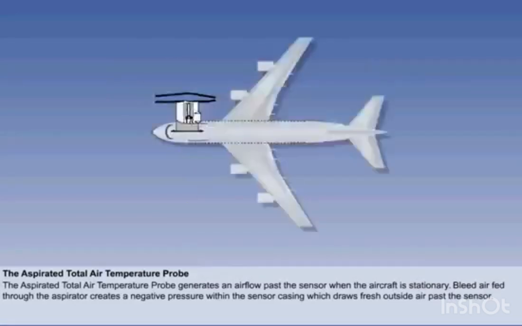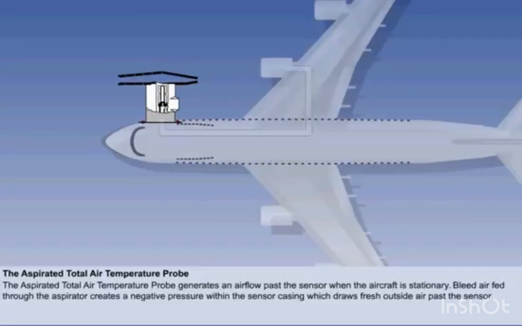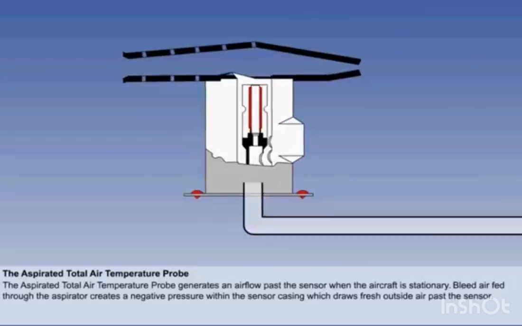The principle we can see in operation here is that pressurized bleed air is being drawn from a compressor stage of a running engine or auxiliary power unit and is being fed through the aspirator. This creates a negative pressure differential within the sensor casing, which draws fresh outside air past the sensor element.